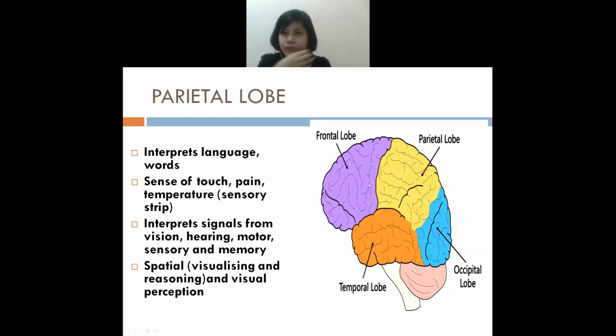Next is the parietal lobe. You have two parietal lobes, as I've already said, one, two. So the parietal lobe helps you in what? The parietal lobe helps you in interpreting language and words. Interpreting language means they will be able to automatically translate the language which the other person is speaking.